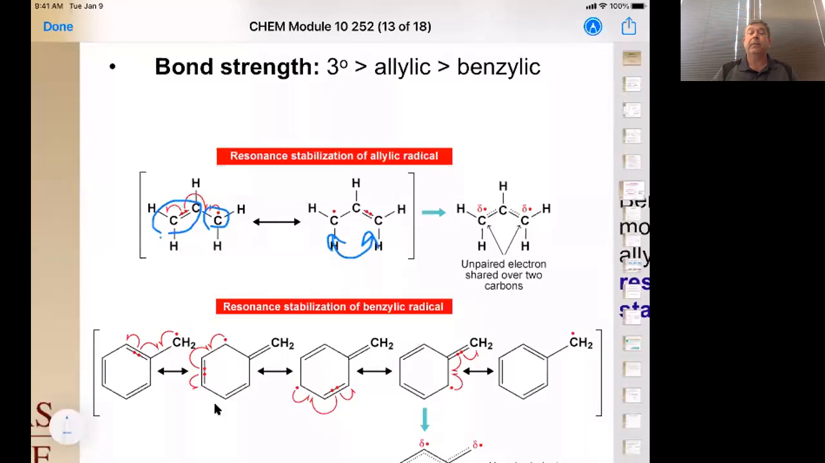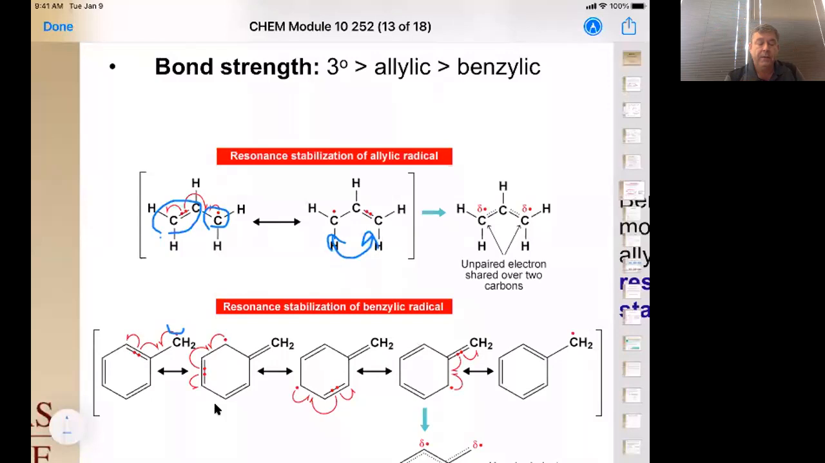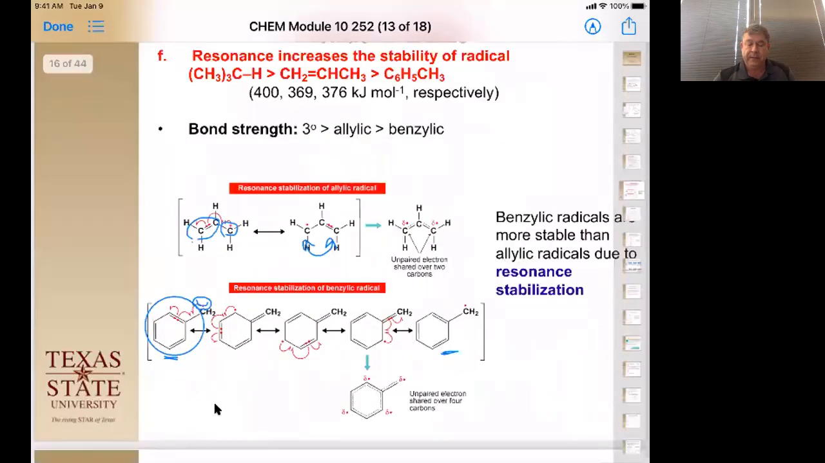Now let's look at the benzylic. When we have a radical on the outside of the benzene ring, we can, by resonance, put it in three different positions on the ring, giving us a total of four places to put that radical. Notice this is the same as this over here. So we have four different positions we can put that radical, and that makes it even more stable. Therefore, it's easier to break that bond, and it has a lower bond dissociation energy. Okay, I think that's the last one.